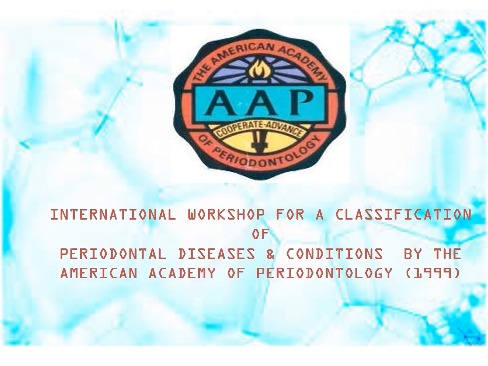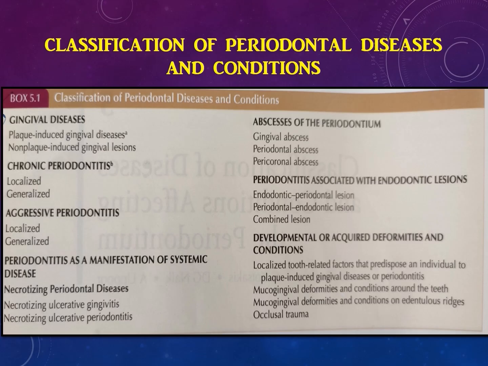So, to overcome all the shortcomings of these classifications, AAP in the year 1999 had organized an international workshop for classification of periodontal diseases and conditions to further redefine the classification based on scientific and clinical evidence. So, this is the classification which we are following right now, the AAP classification in the year 1999.